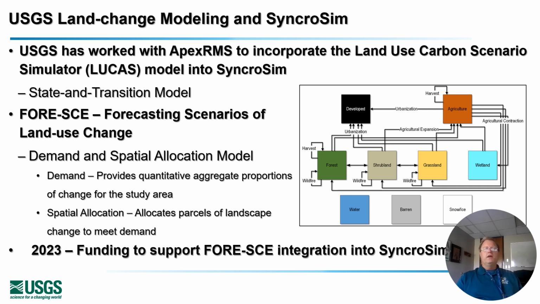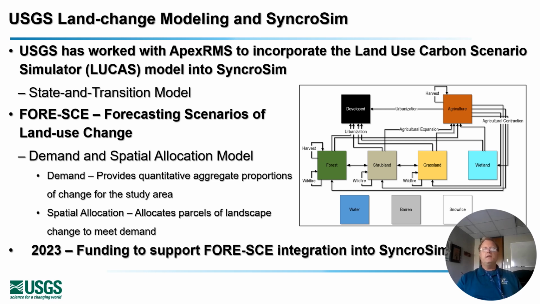So we started to develop the 4C model about 15 years ago, and that's primarily what I want to talk about. Within ApexRMS, you are already probably familiar with the Lucas model, a model that Ben Sleater, one of our colleagues in USGS, has worked on, a state and transition model that looks at land use, that looks at carbon, and already has a long history of integration within SyncroSim. What we're trying to do right now is take the 4C model and do something similar.